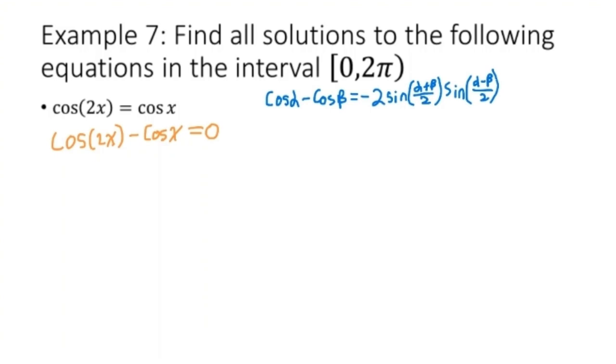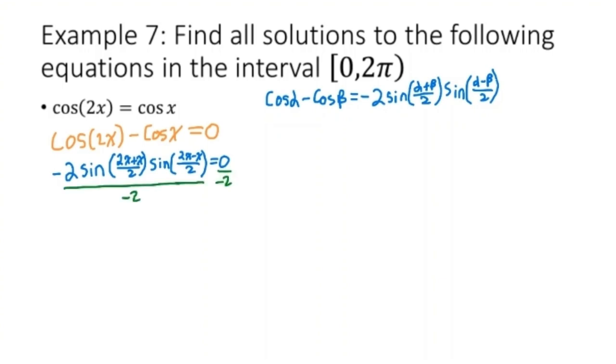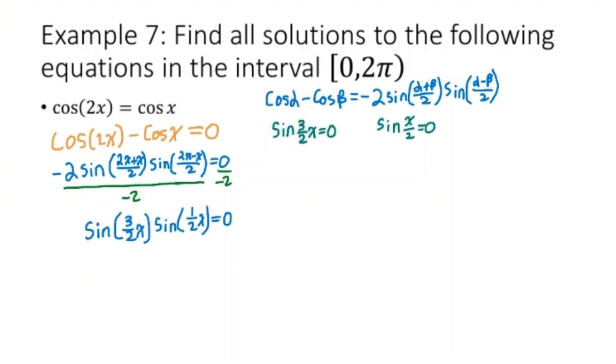Applying the identity to our left-hand side, we have negative 2 sine of (2x plus x) over 2 times sine of (2x minus x) over 2 equals 0. Because negative 2 is not 0, we can divide both sides by negative 2 and simplify what's inside of our sine functions. We have sine of 3/2 x times sine of 1/2 x equals 0. From there, we can use the zero factor principle and set each of our sine functions equal to 0.